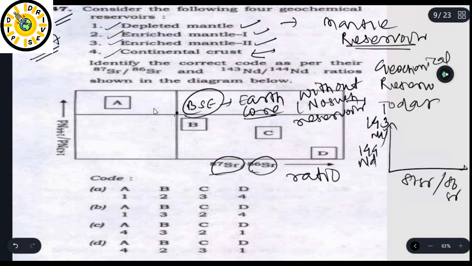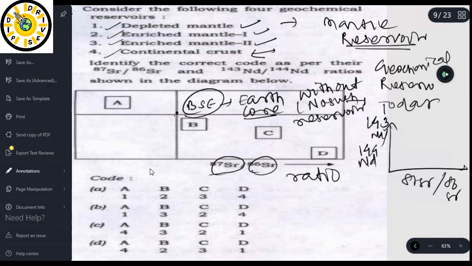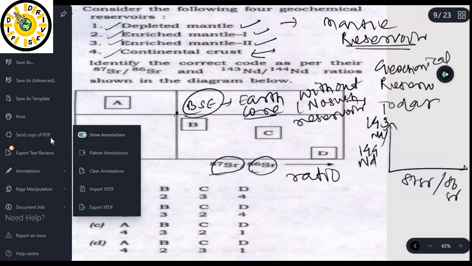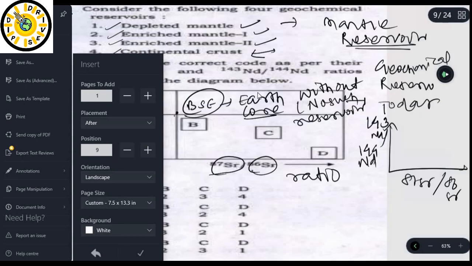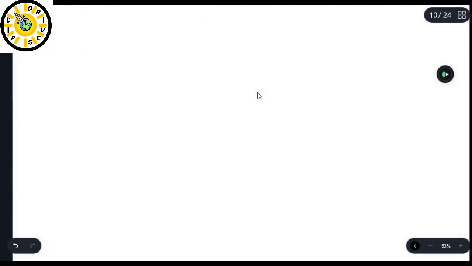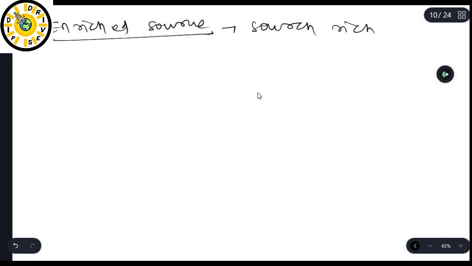Okay, let's first discuss what we mean by depleted and what we mean by enriched source. Let me add some more. Yeah, so now it's fine. What do you mean by enriched source? Enriched in what? And depleted in what? The source that is rich in incompatible elements.